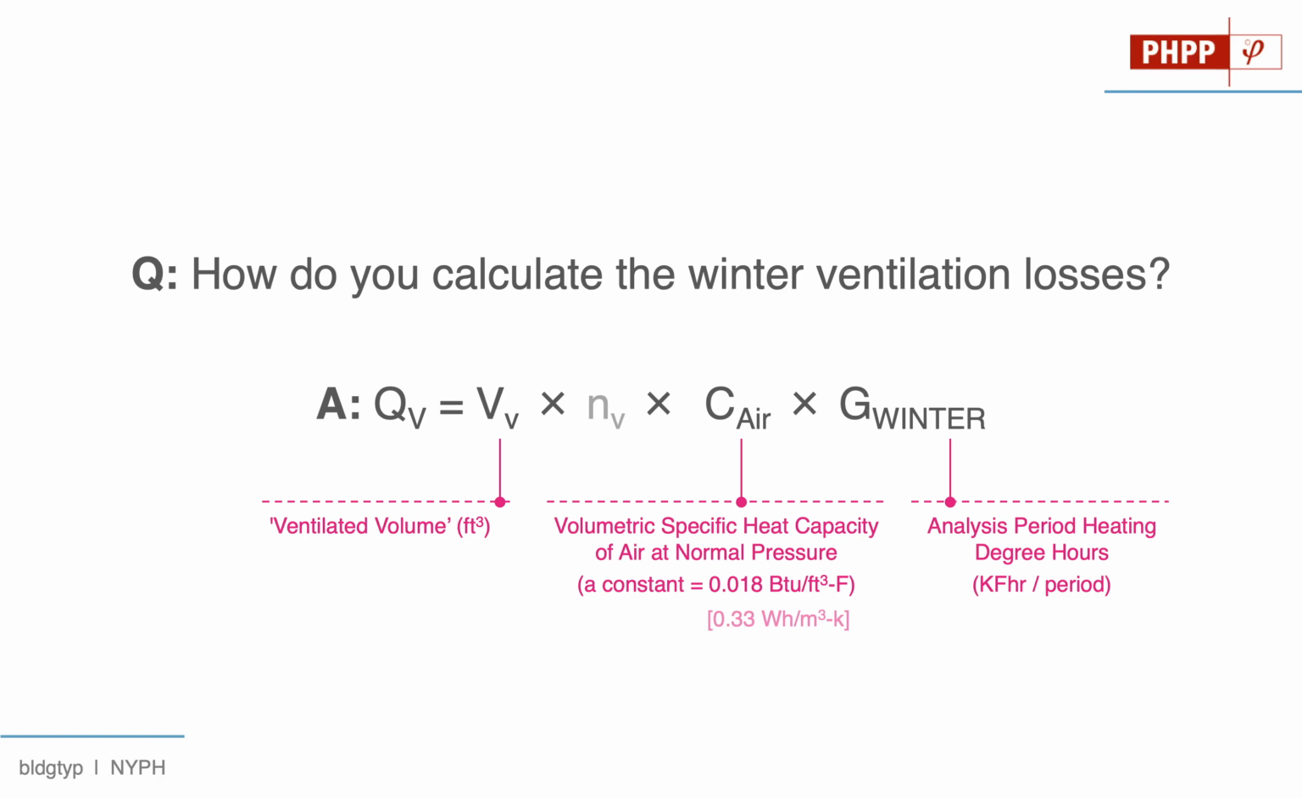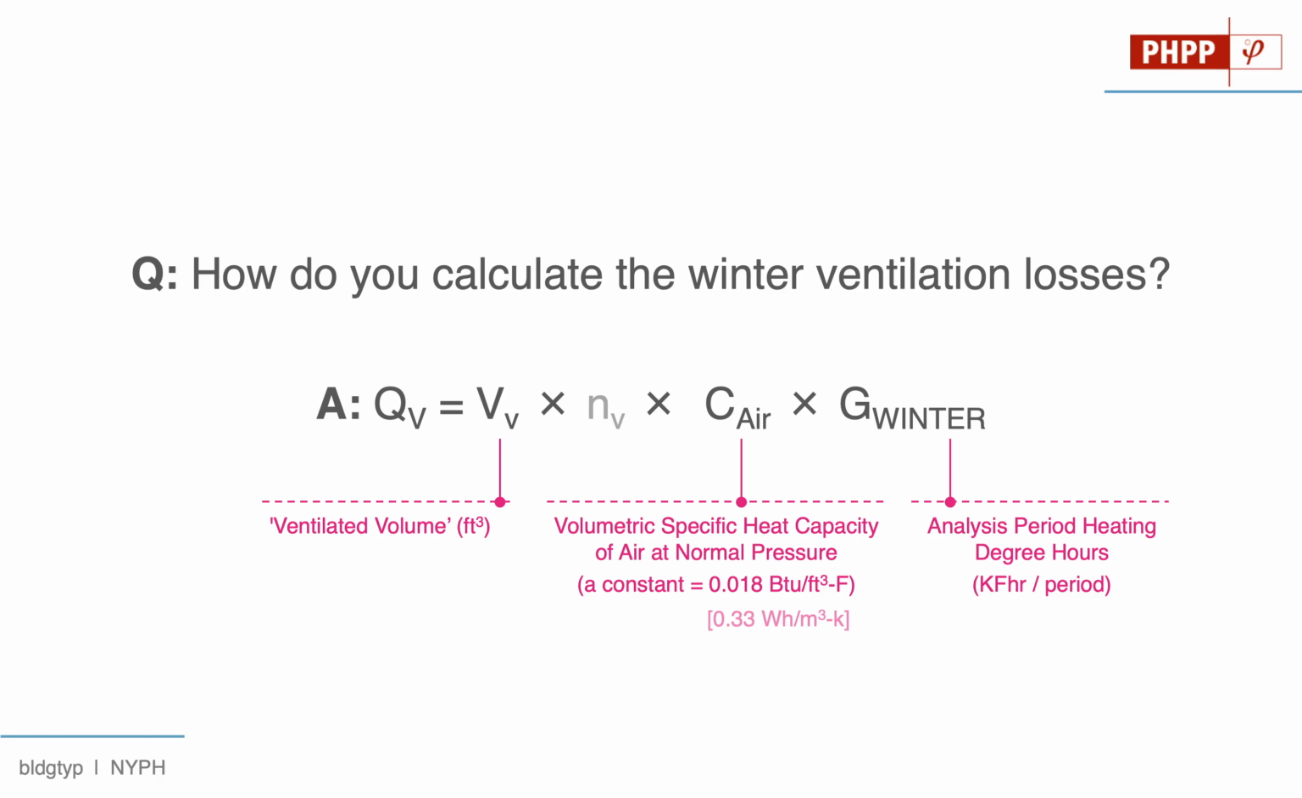So those are relatively straightforward. We have the volume, we have this constant, 0.018 BTUs per cubic foot degree Fahrenheit, and then we have the big G, the winter period, big G. Well, that's just climate data. So that's already been entered as part of our work here on the PHPP. So fine, those are pretty straightforward, I hope. We'll come back and talk about the volume. There's some nuance to that, but not much.